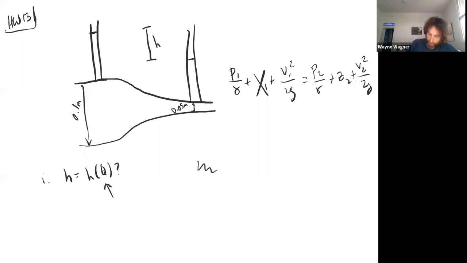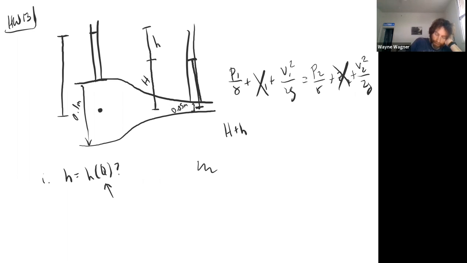Okay, so the Z's are going to go away because they're the same. The velocities are not the same. And P1 on gamma versus P2 on gamma, I just know that P1 over gamma is this distance, and P2 on gamma is this distance. So the difference between those two is H. I could say P1 on gamma minus P2 over gamma equals H. Or if that's confusing, this distance right here is maybe capital H, and so I could say P1 on gamma is H plus capital H, and P2 on gamma is just capital H.